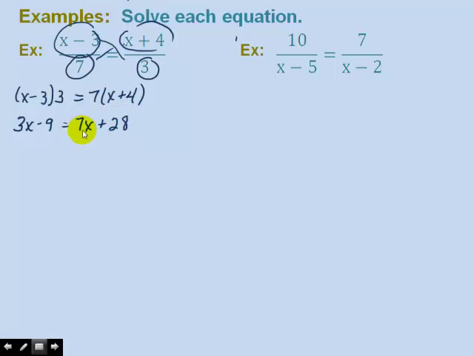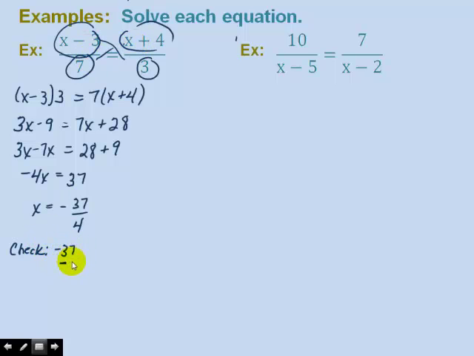Then to solve this, we're going to subtract 7x from both sides, and we're going to add 9 to each side. So that gives us negative 4x equals 37. So x is going to equal, if we divide by negative 4, x is going to equal negative 37 over 4. Now we'd want to check this, and again we have to go back to our original equation. So we're substituting negative 37 fourths in place of the x.